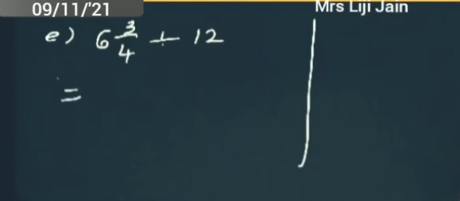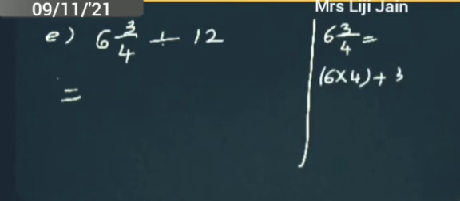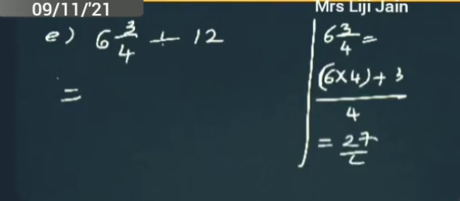So let's convert. 6 3/4 means what? Whole number into denominator plus numerator, over the denominator. That means 6 4s are 24, 24 plus 3, 27 by 4. So the first fraction is converted to 27/4, isn't it?